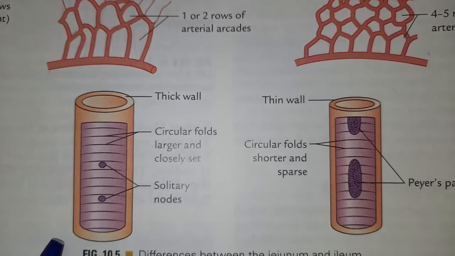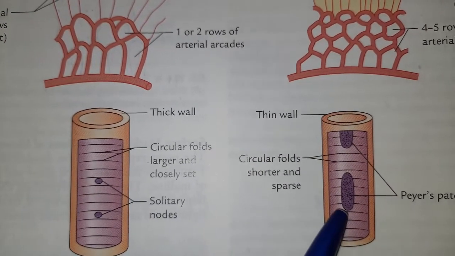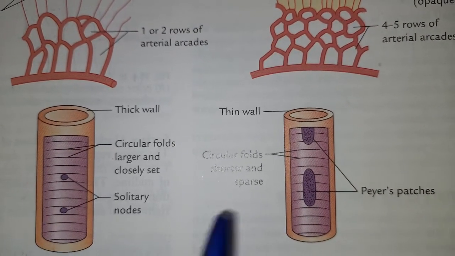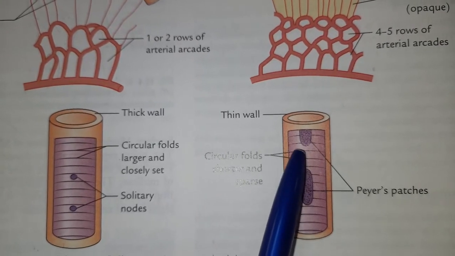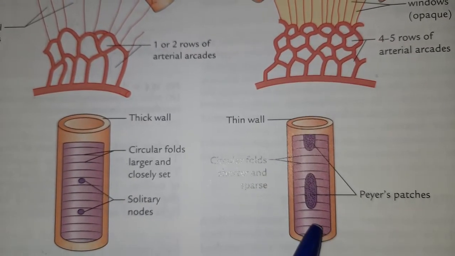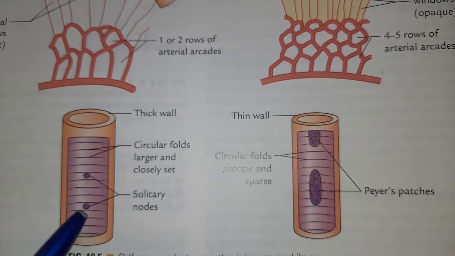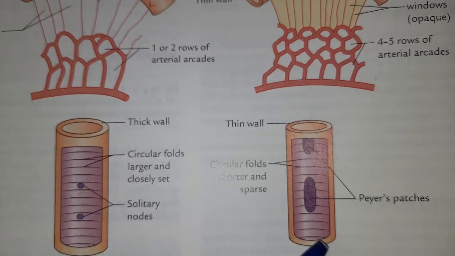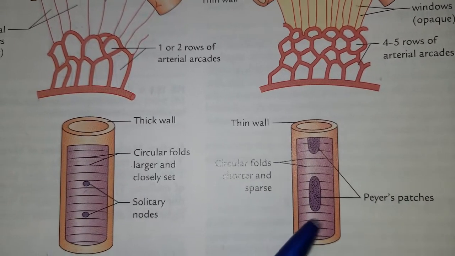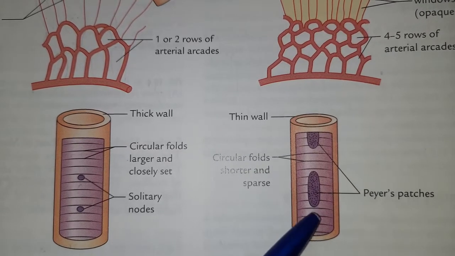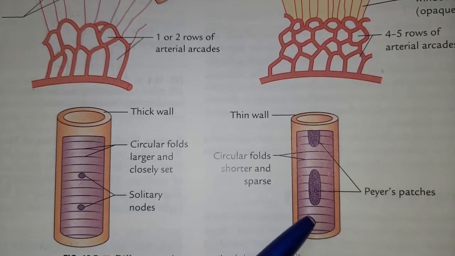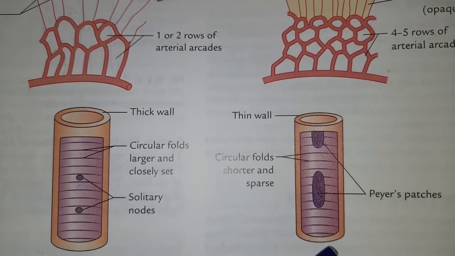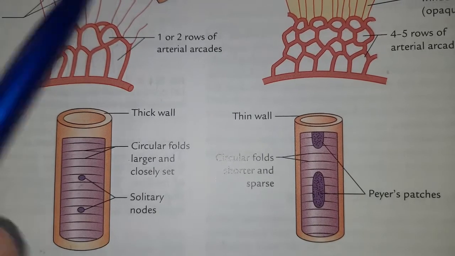In this picture you can also see the interior of the jejunum and the ileum. Plica circularis are closely arranged and larger in the jejunum. In the ileum, plica circularis are sparsely arranged and smaller compared to the jejunum, and lymphatic nodes are present in less number in the jejunum. But in the ileum the solitary nodes aggregate and form large oval-shaped lymphatic follicles known as Peyer's patches, and the Peyer's patches are present in large number in the distal part of the ileum. So this is the basic difference between the jejunum and the ileum.